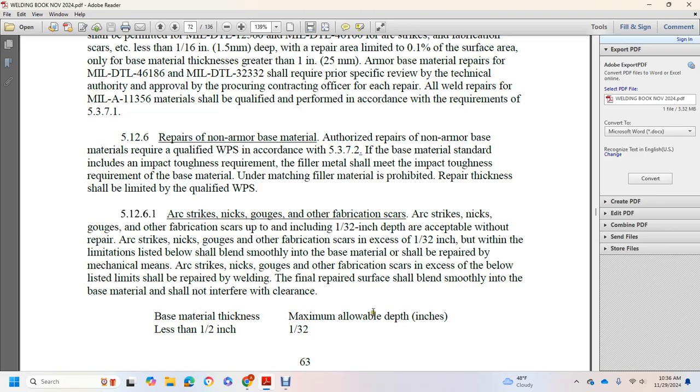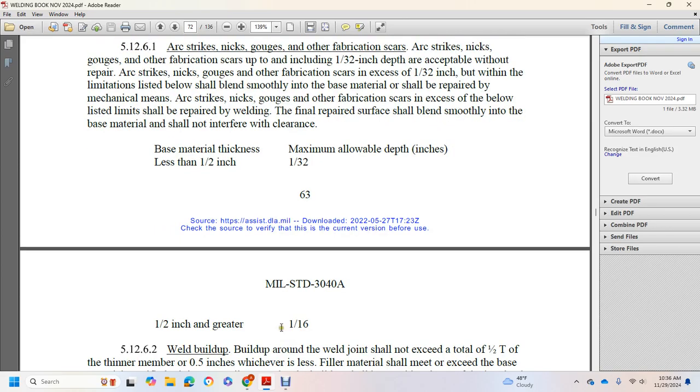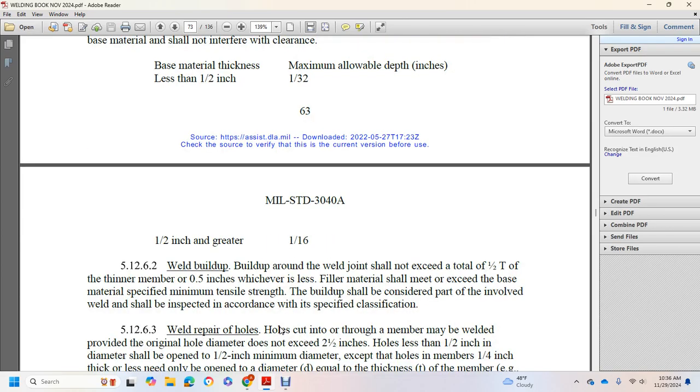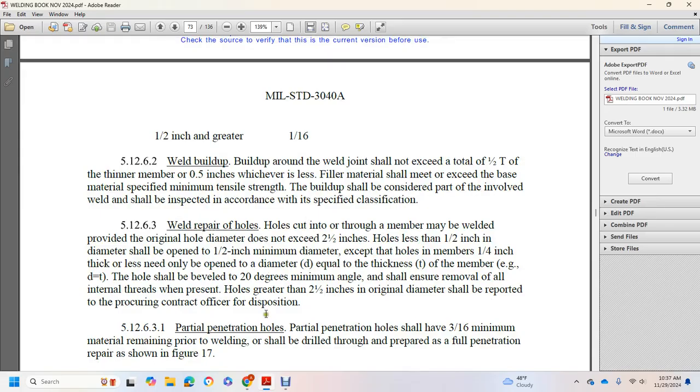Base material thickness, maximum allowable depth in inches: less than 1/2 inch, 1/32 of an inch; 1/2 inch and greater, 1/16 of an inch. Weld buildup around the welded joint shall not exceed a total of 1/2 the thickness of the thinner member or 1.5 inches, whichever is less. Filler material should not exceed the base material's specified minimum tensile strength. The buildup shall be considered part of the weld and inspected with the corner-specified classification.